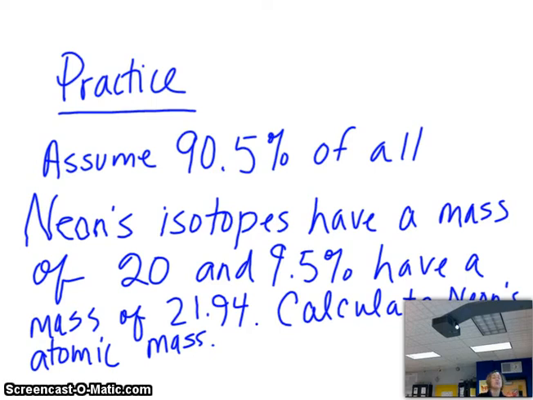Okay? So you're going to follow the steps that we just did. They are listed in your notes. Convert the percents to decimals by dividing by 100. Multiply the decimal by the mass of that isotope for each isotope, and then add those together. And that should give you your average isotopic mass. Hopefully you get the right answer.